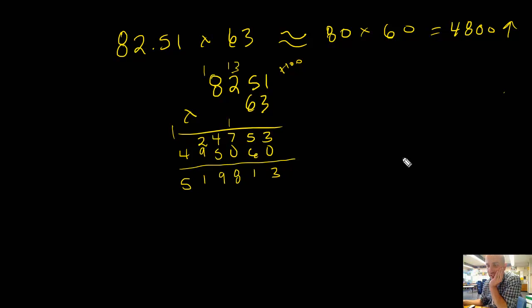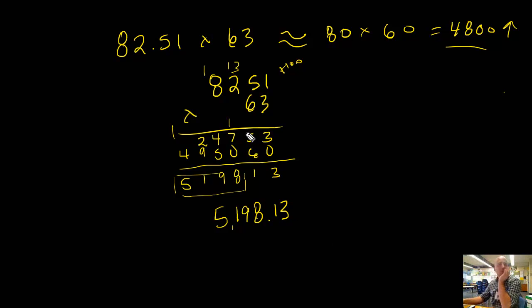So, taking a look at this, I know my estimated product was 4,800, something in the thousands. So if I take that and I'm looking at my thousands right here, I would say my final product would be 5,198 and 13 hundredths. That would be reasonable to say, because I could also look at that and know that I have hundredths up here, and down here I also have hundredths.